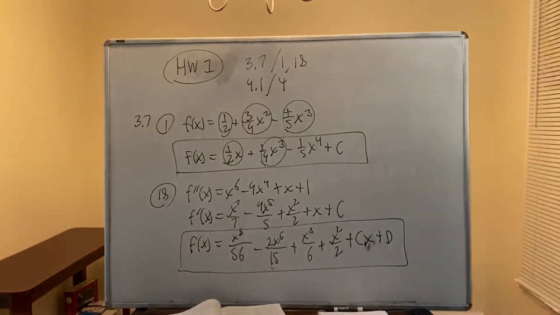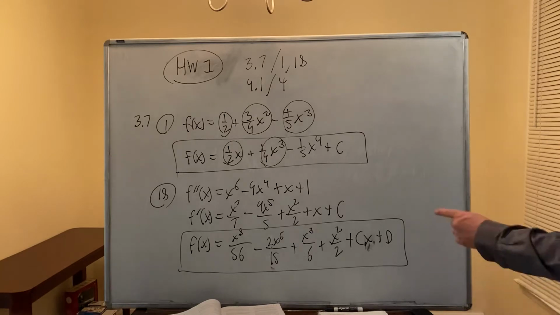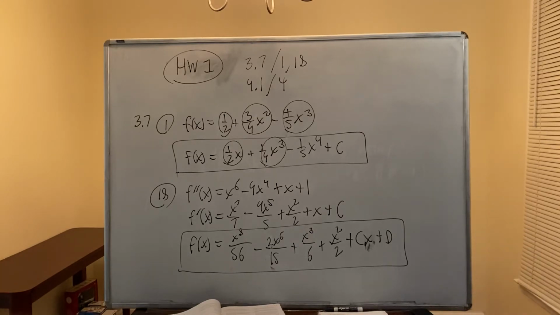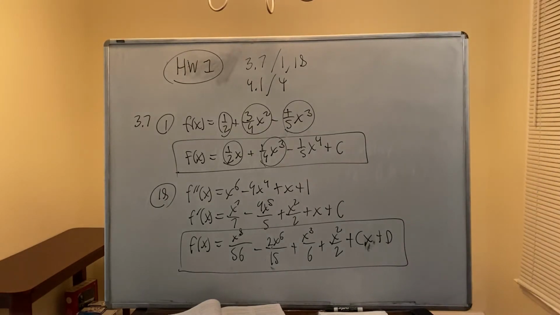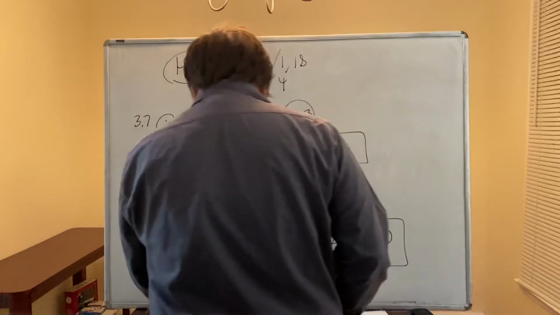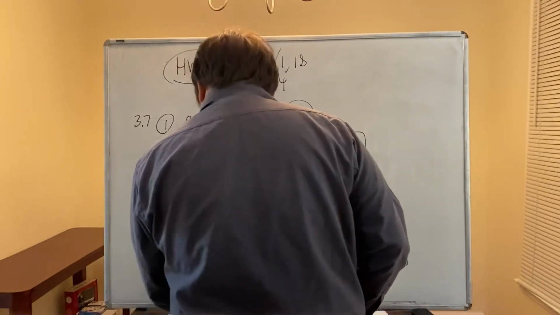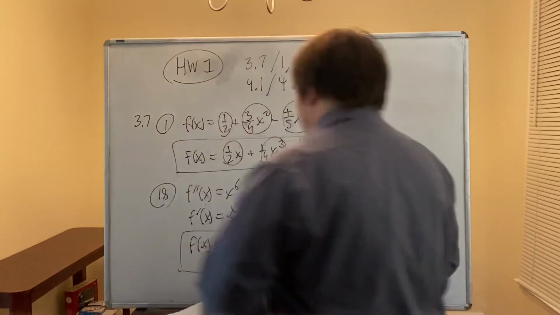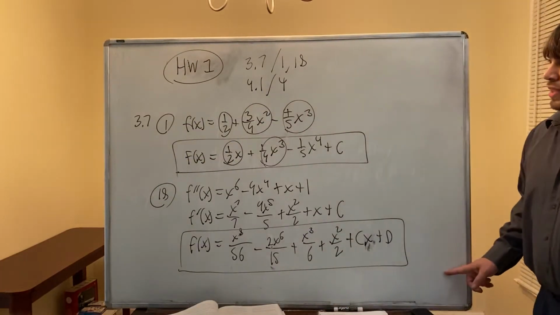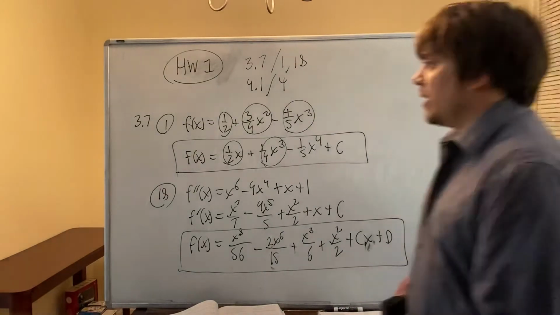And so here we found f. F of x is x to the 8th over 56 minus 2/15 x to the 6th plus x cubed over 6 plus 1/2 x squared plus cx plus d. Okay, so that's the answer to number 18 in 3.7. So now let's go to 4.1, number 4. Okay, so those are the answers to number 1 and 18 in 3.7.